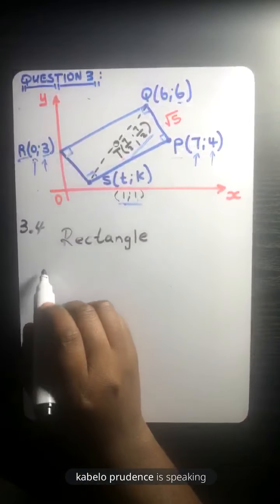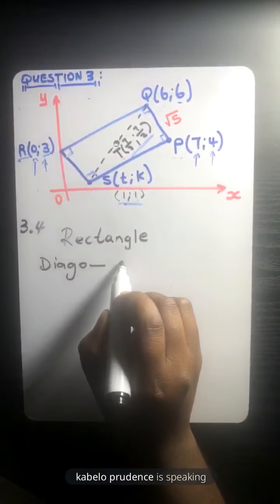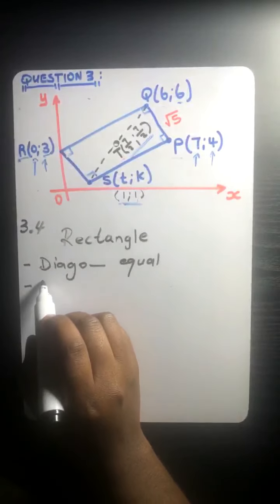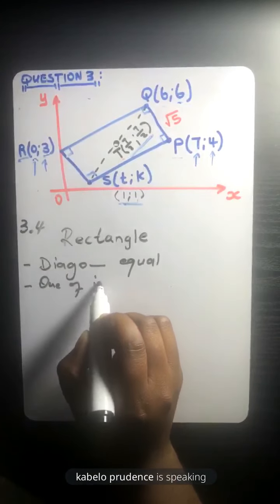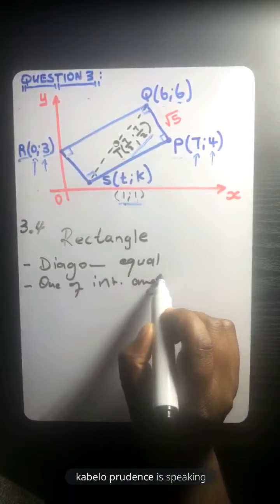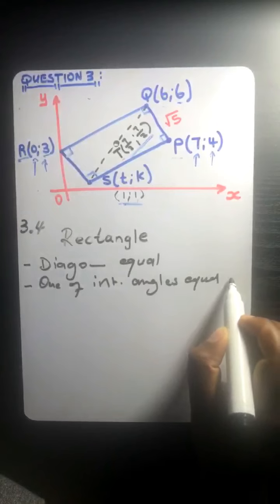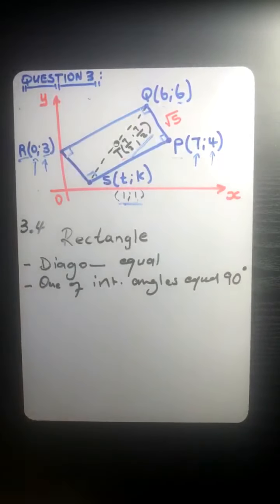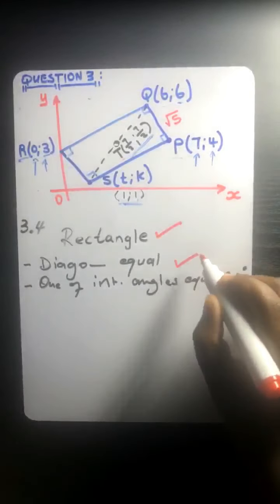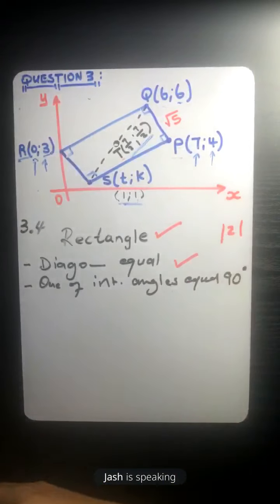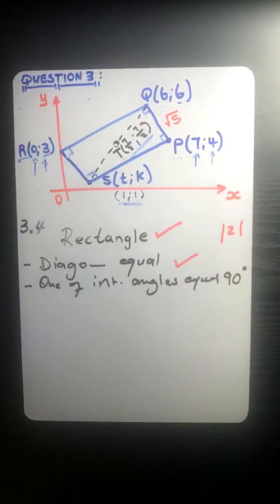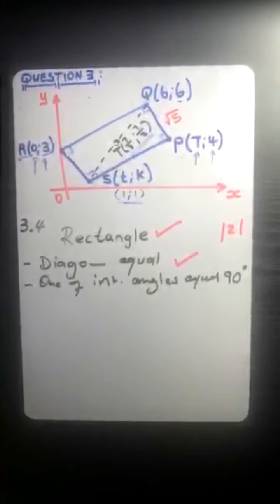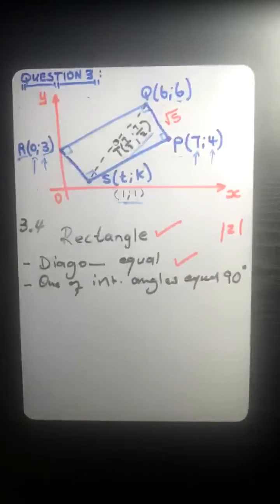Because the diagonals are equal and one of the interior angles is equal to 90 degrees. Did you guys hear that? Honorable members, did you guys hear that? Yes, sir. Yes, that is exactly how you answer or respond to this question. By so doing, you get full 2 marks.